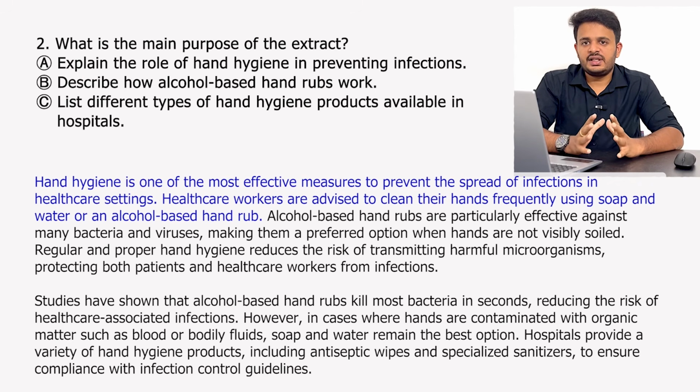So the first two sentences, what do they convey? It states the importance of hand washing and how it should be done. It should be done with water or soap or alcohol-based hand rub. Now, next sentence: alcohol-based hand rubs are particularly effective against many bacteria and viruses, making them a preferable option when hands are not visibly soiled. So this sentence states when we should use alcohol-based rubs. We need to use it when hands are not visibly soiled.